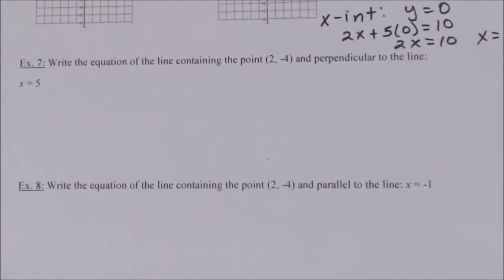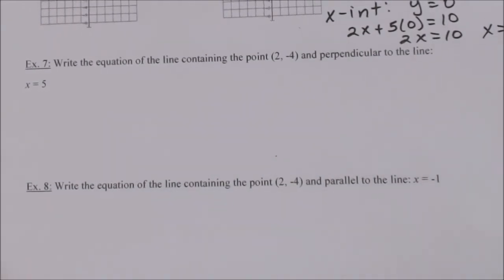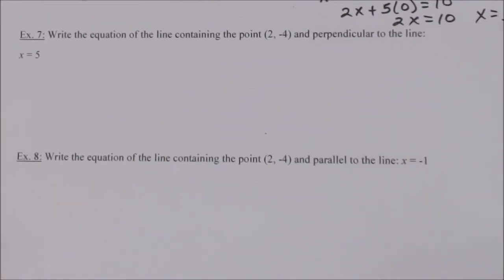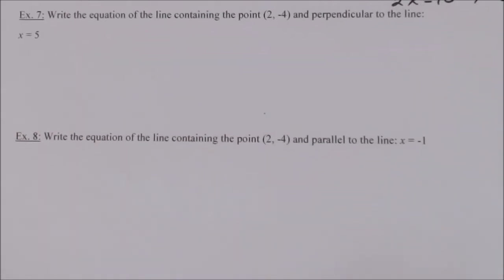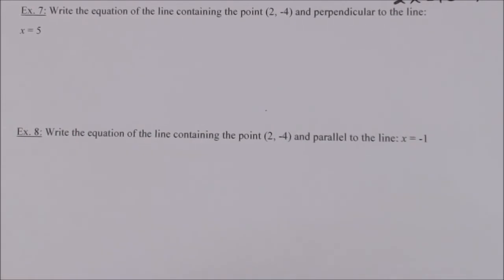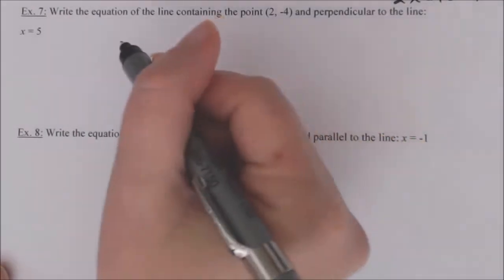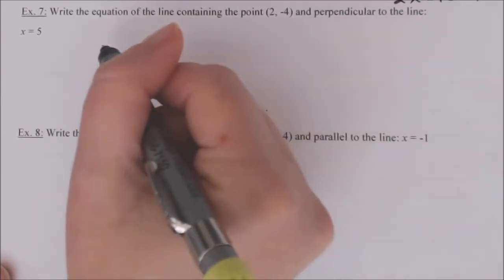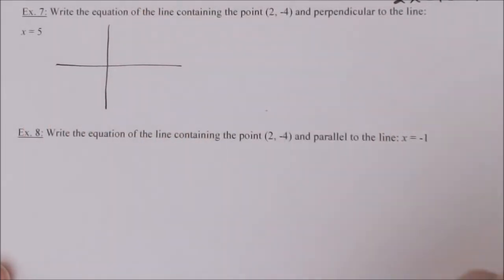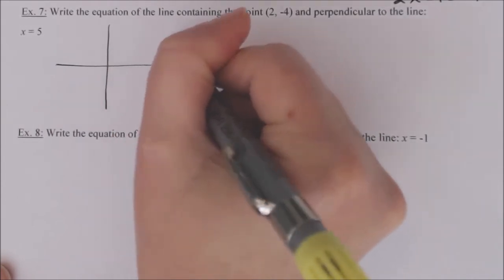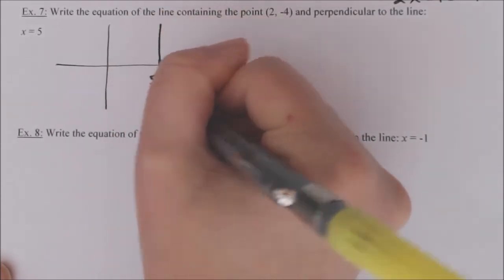Okay? Let's take a look at example 7. It says write the equation of the line containing the point (2, -4) and perpendicular to the line x equals 5. So I brought this up to just remind you what x equals 5 is. Remember, that's a vertical line that goes through 5 on the x-axis. I didn't include a graph, but we can make a quick sketch of this. x equals 5 would be over here as a vertical line.